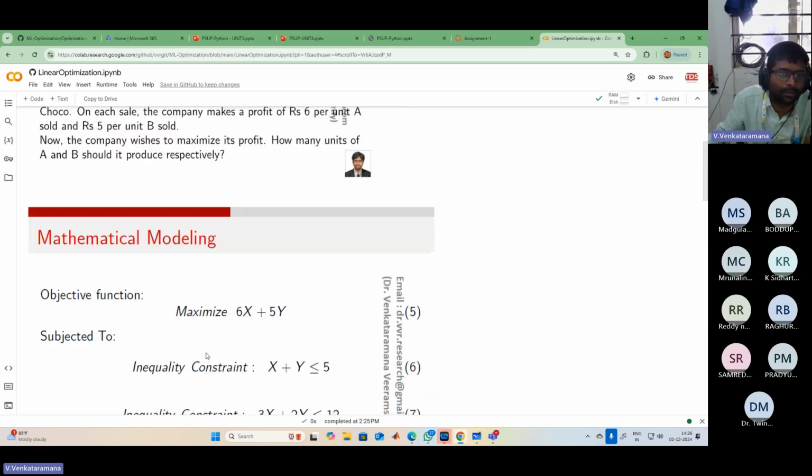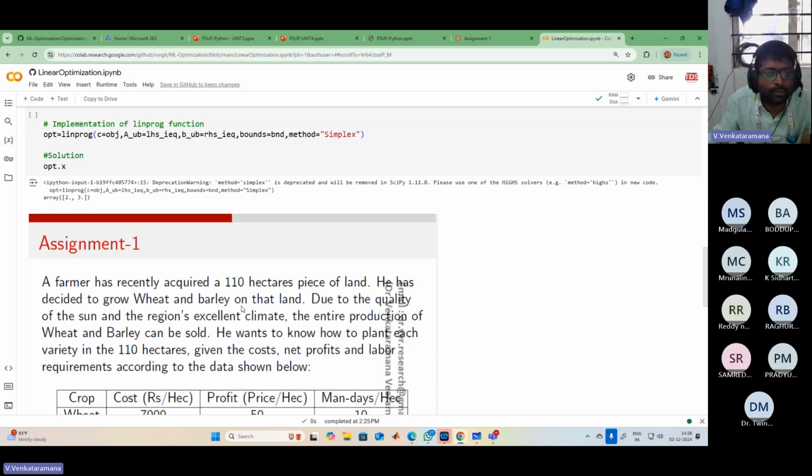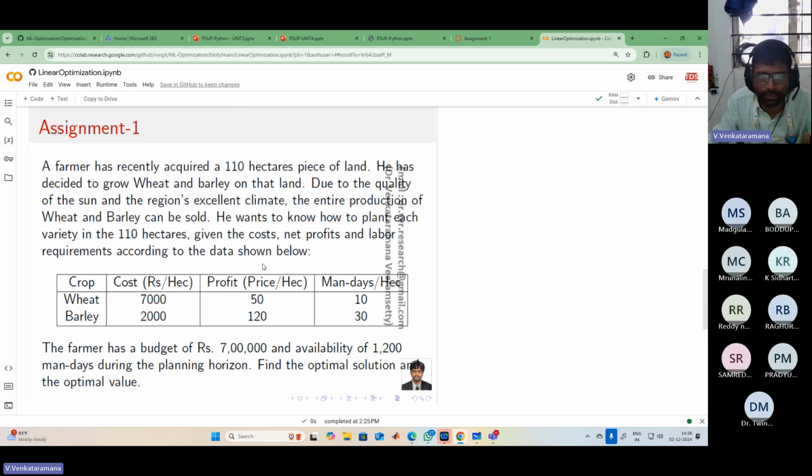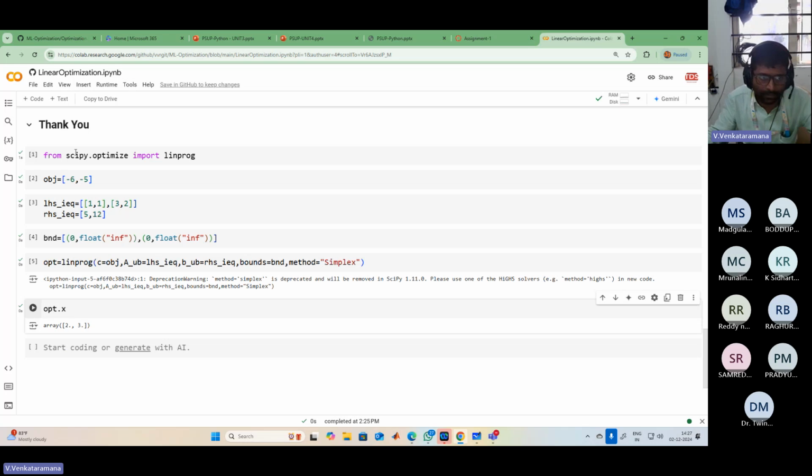This complete GitHub link is already shared in the canvas. Just by seeing that, you are going to work on assignment 1. So this is assignment 1. You have to carefully read this case study, convert it to the mathematical modeling, solve it using Python, and upload your Google Colab file to GitHub, and upload that GitHub link into the Canvas.